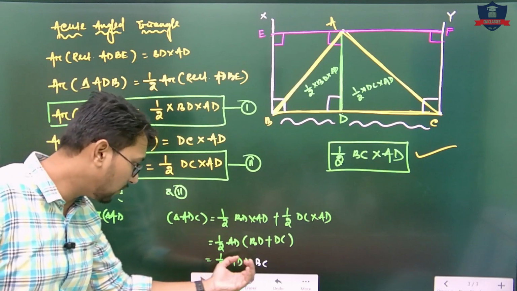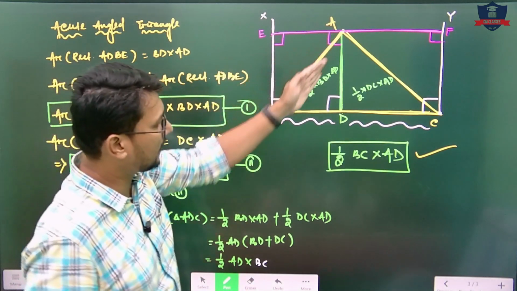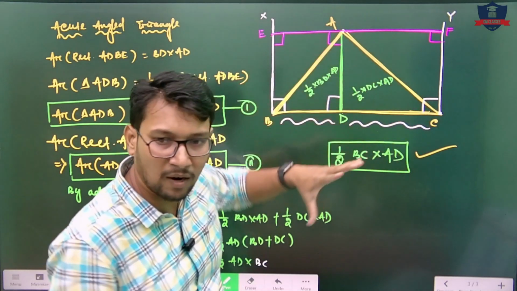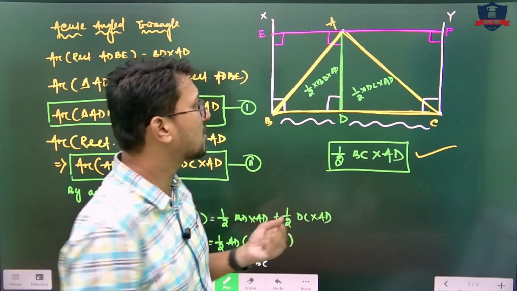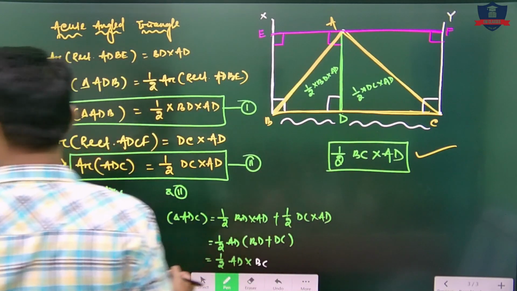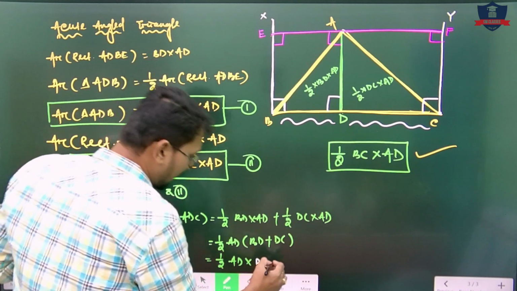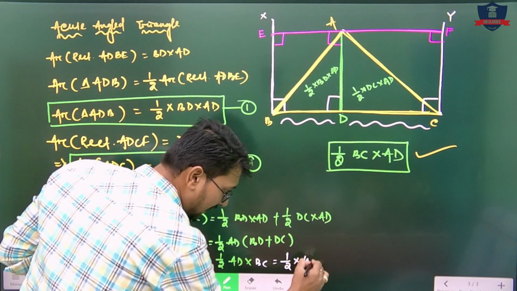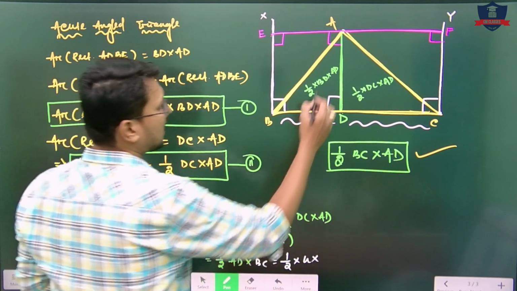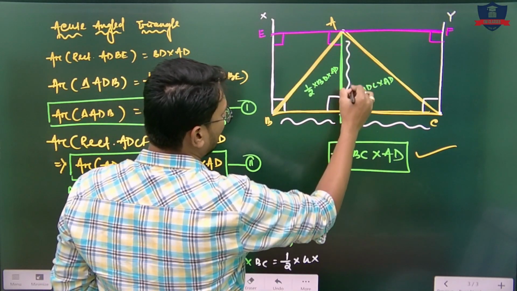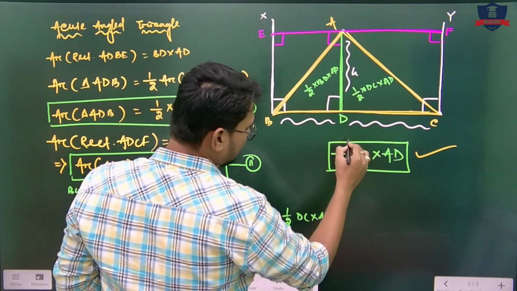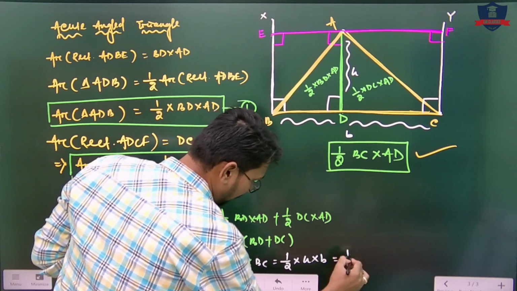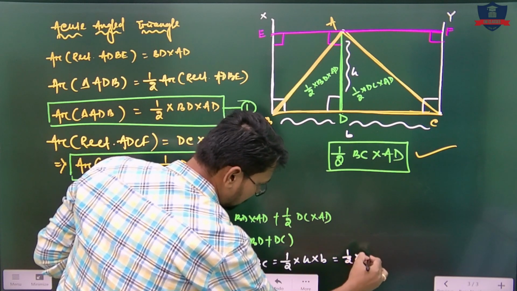So half into AD into BC. AD क्या है? In triangle ABC, AD is what? AD is altitude. Tell me Sudeep. AD is altitude or height, we can say height into BC. ये तो height है. And BC क्या है? Base. So we can write half into base into height.